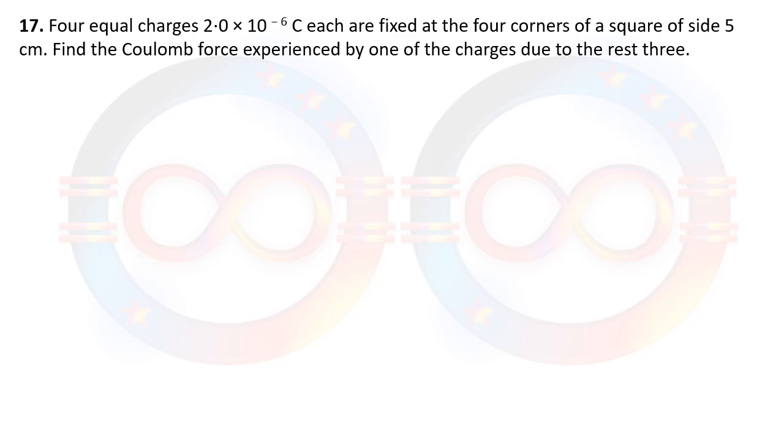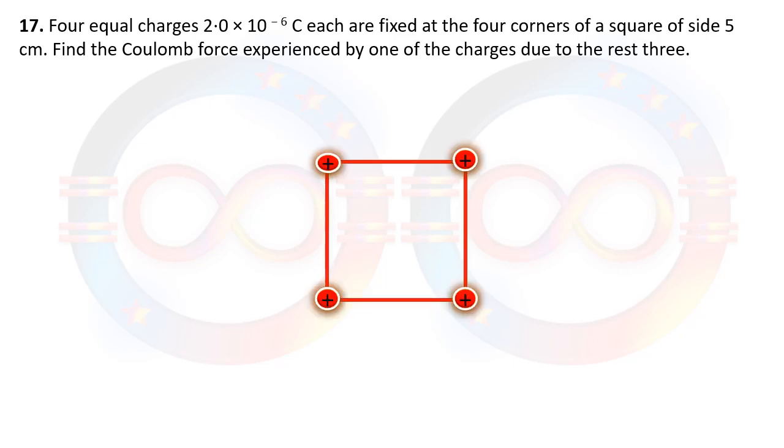Question number 17 is also the same principle, the superposition principle of forces. Here it is given four charges present at the corners of a square. Side is again 5 centimeter. Let us take this diagram. Four charges, 5 centimeter. But here the force will be between two pairs which are present side by side. It is F and F. The resultant of these two will be F dash at 45 degrees with each.